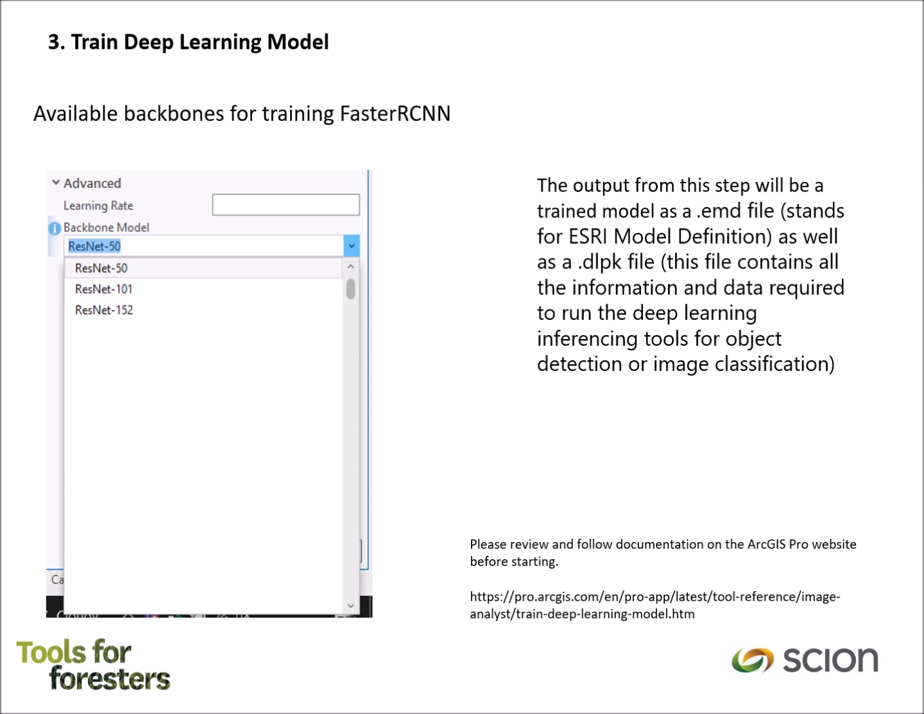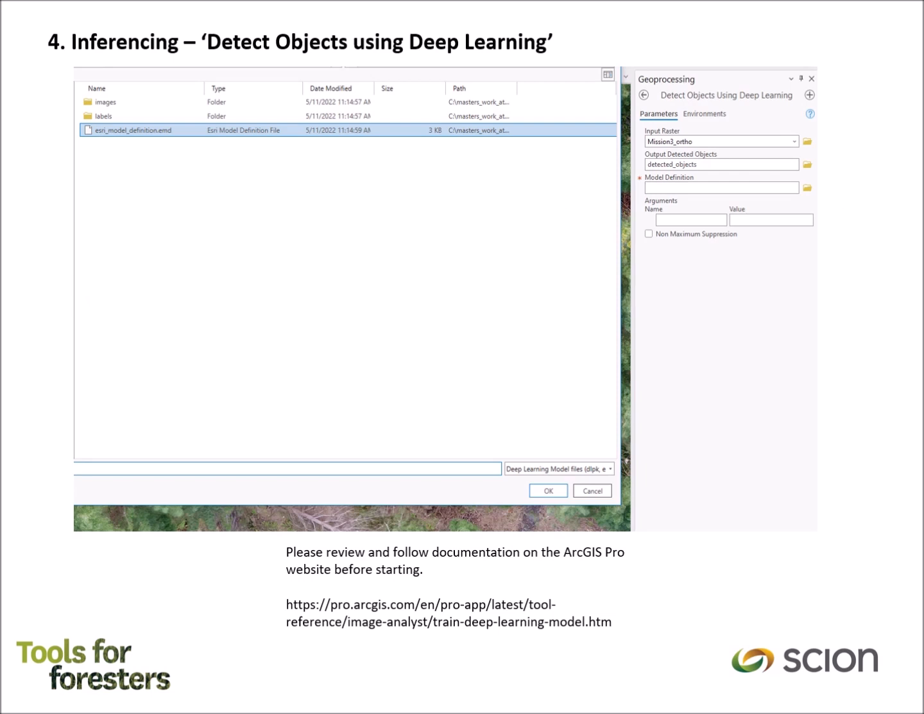So at last, we have inferencing, and in this case, we're detecting objects using deep learning. As you see on the left, the EMD file is the file that goes into the model definition box right there.